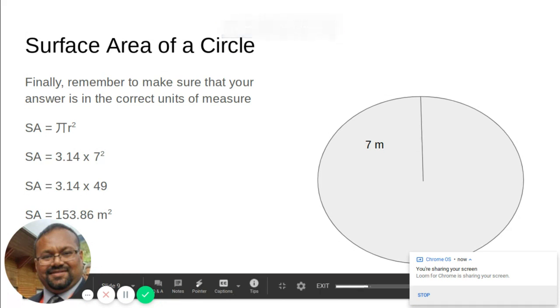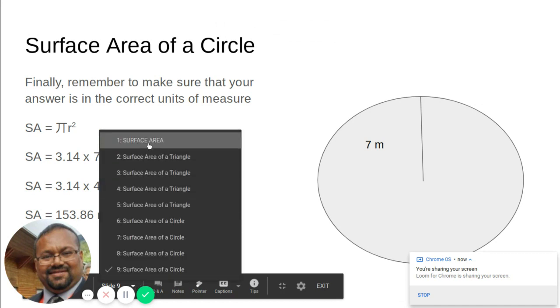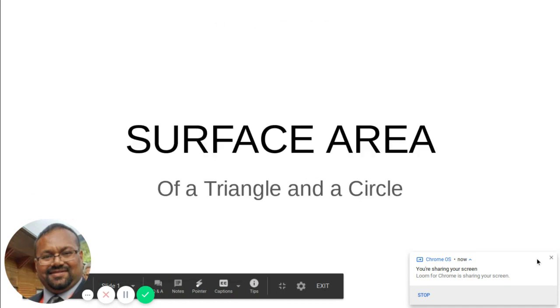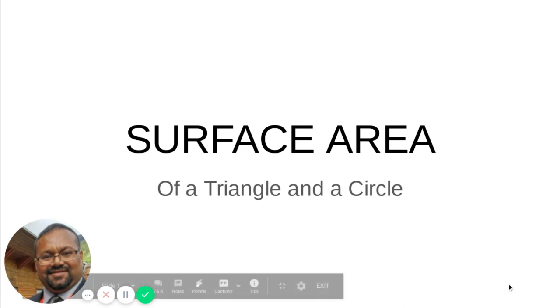This one's gonna hopefully not be too difficult or overly new to you, and we've already covered this, so it's simply called a review. Now, today we're gonna do the surface area of a triangle and a circle.